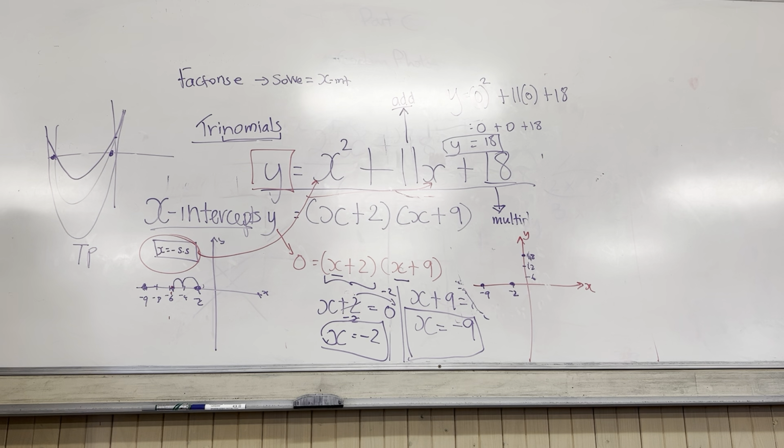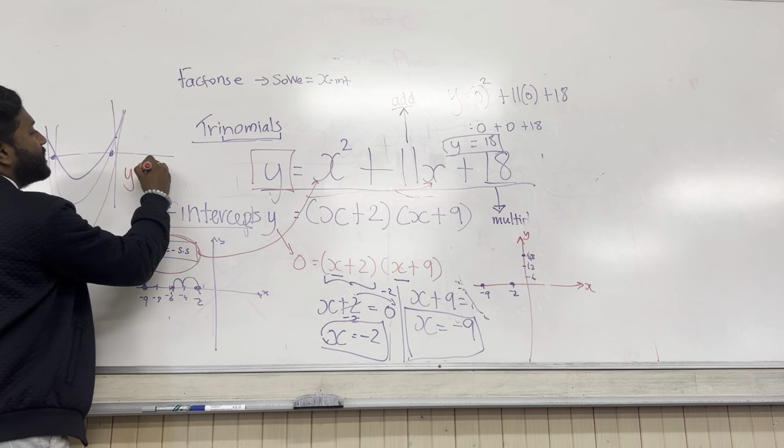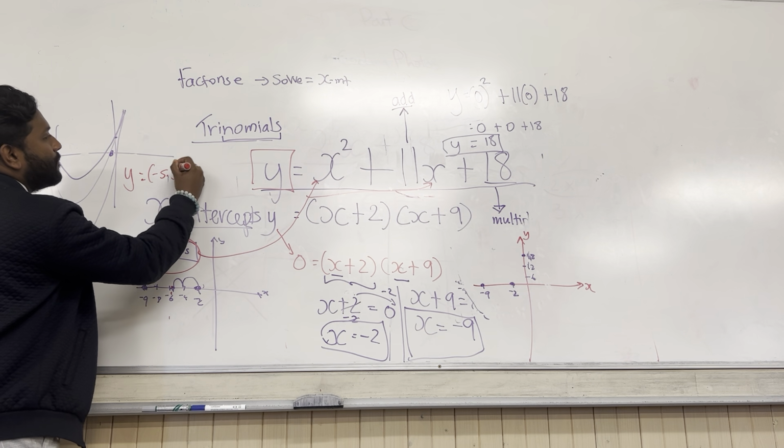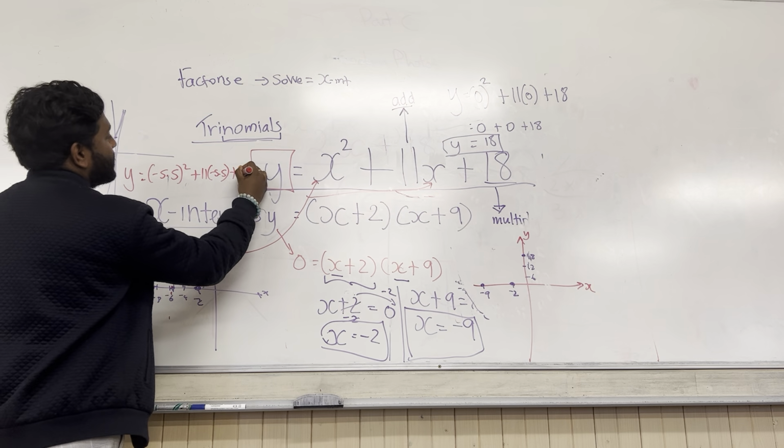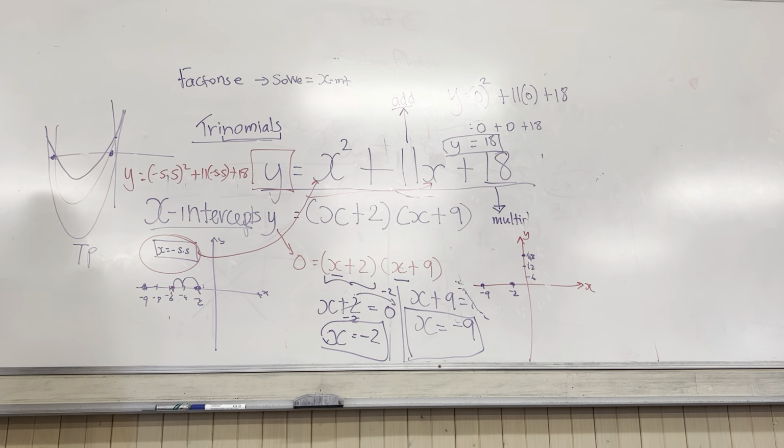Do you have a calculator? Yes, I think. Could you work that out? Y is equal to negative 5.5 squared plus 11 times negative 5.5 plus 18. That will give you a y value. What's the y value? Okay. So anyway.